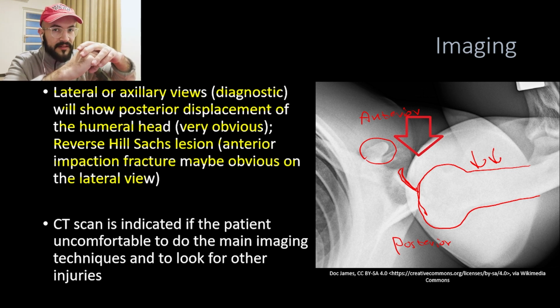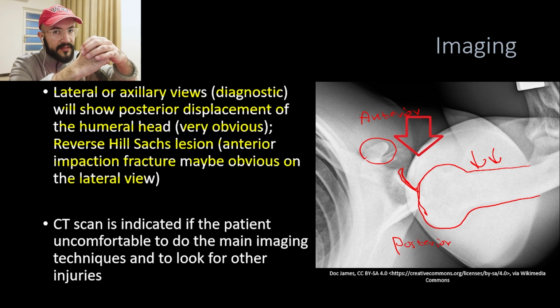It is called the reverse Hill-Sachs lesion because, in contrast, the Hill-Sachs lesion occurs in the posterior part of the humeral head and it occurs in the anterior shoulder dislocation. And the reverse Hill-Sachs occurs in the posterior dislocation and it affects the anterior part of the humeral head.